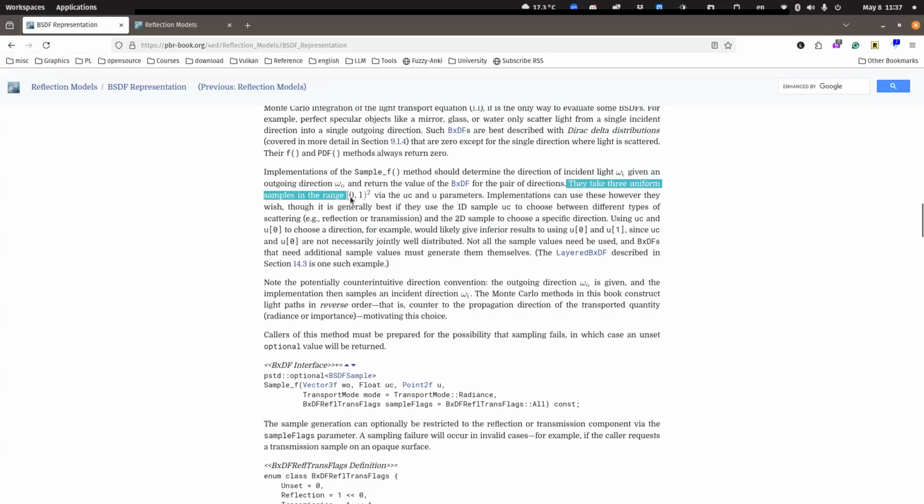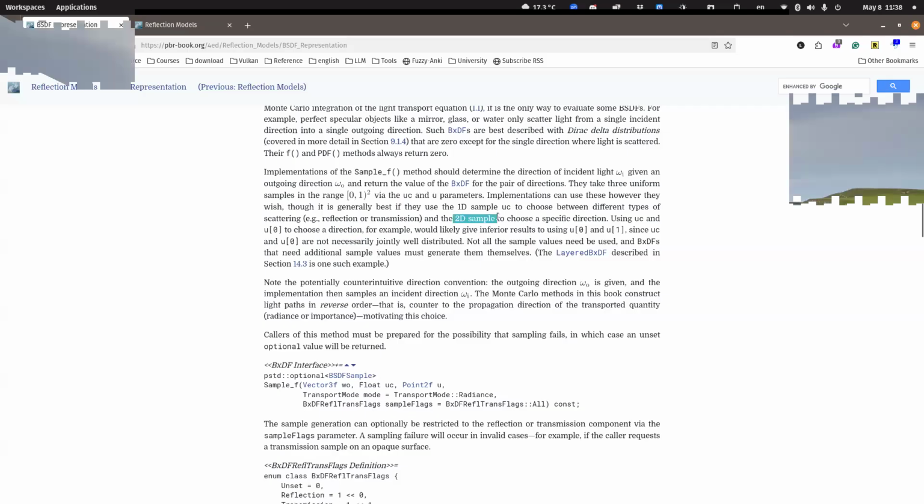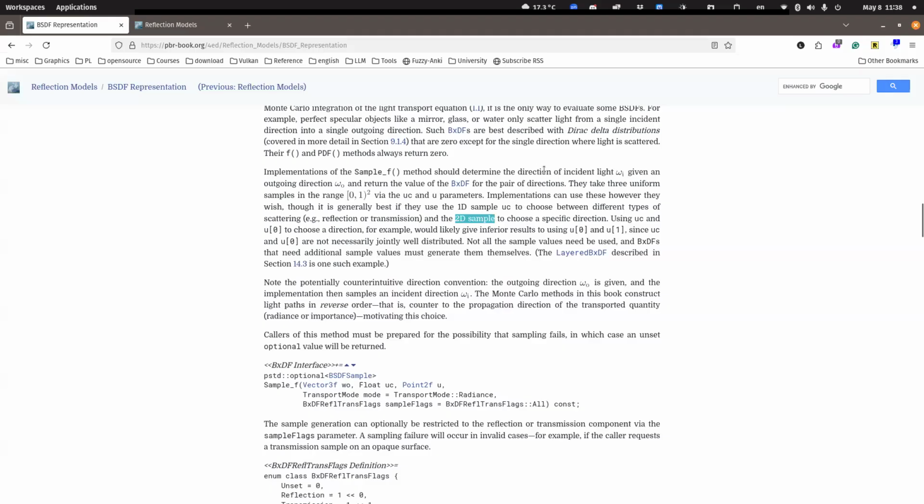It takes three uniform samples in the range 0 to 1: a 1D sample UC and a 2D sample U. Implementations can use them however they wish, but it's generally best to use the 1D sample UC to choose between different types of scattering and the 2D sample to choose a specific direction. Using UC and U0 together to choose a direction would likely give an inferior result, since UC and U are not necessarily jointly well distributed.